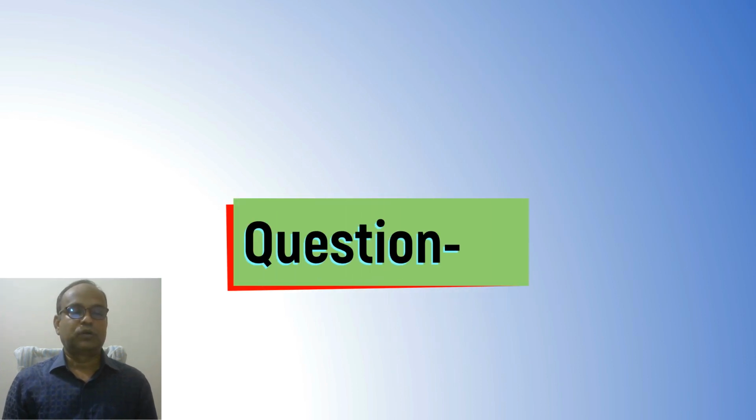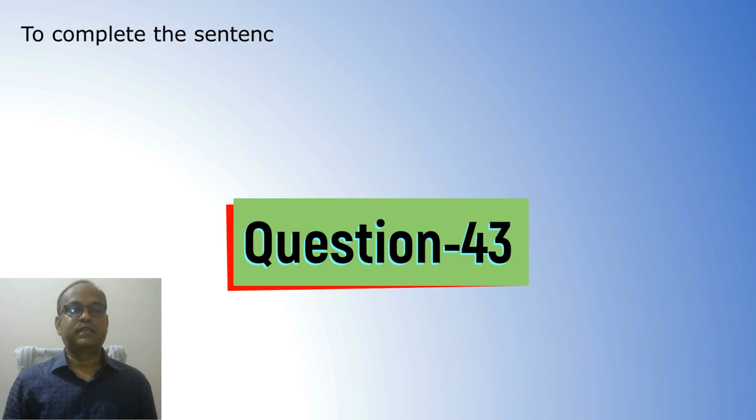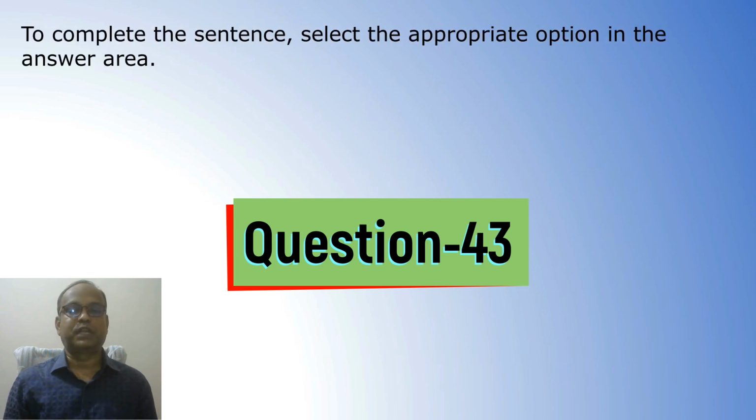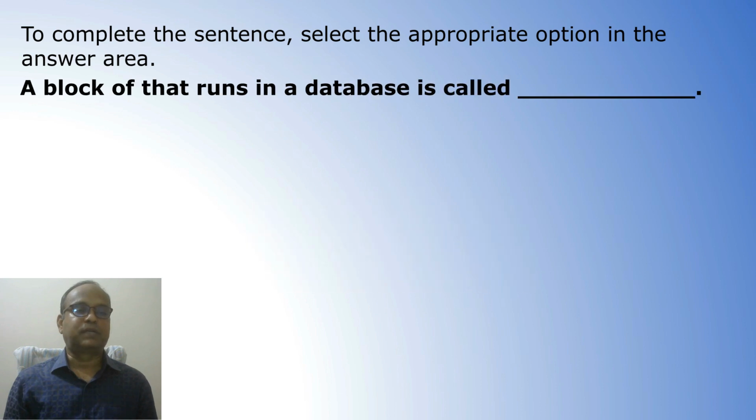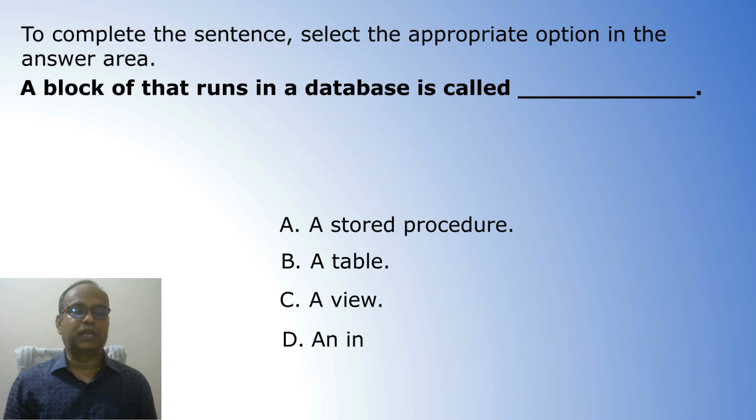Next question, question number 43. To complete the sentence, select the appropriate options in the answer area. A block of code that runs in a database is called dash. Option A, stored procedure. Option B, a table. Option C, a view. Option D, an index. Answer. A stored procedure in SQL Server is a group of one or more Transact-SQL statements or a reference to a Microsoft .NET Framework Common Language Runtime CLR method. So the correct option is A.